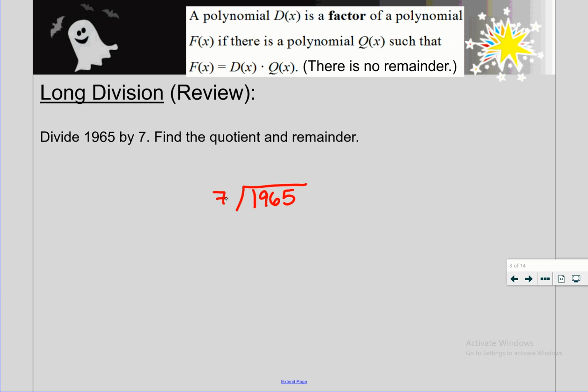Good. Okay, so how many times 7 goes into 1, but it doesn't? So then we add another digit. How many times it goes into 19? How many times does it go in? 2 times. And I'm going to put that above the 9. That's important. Placement's going to be important here. Okay, then what do I do?